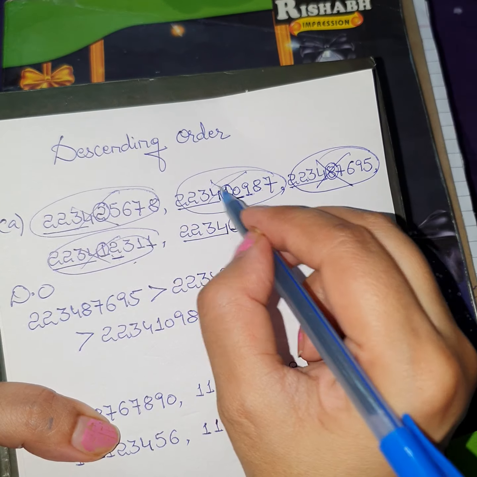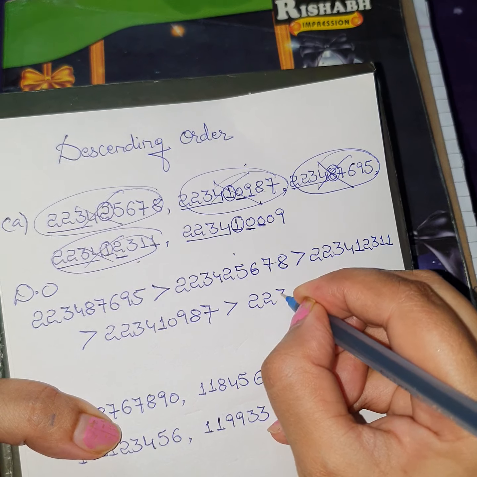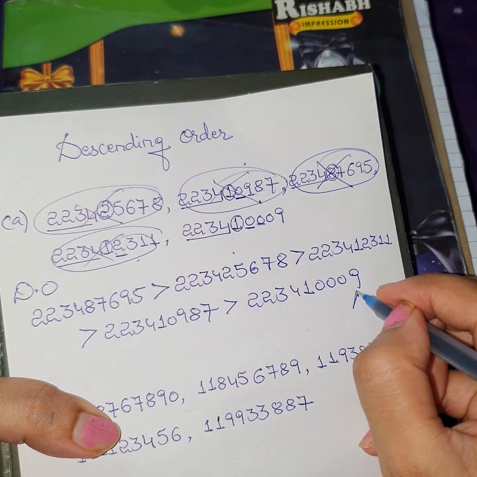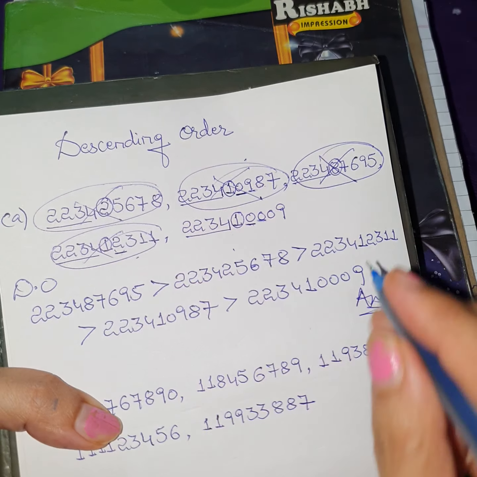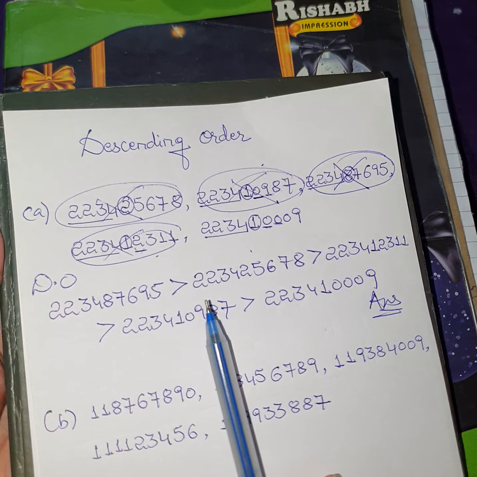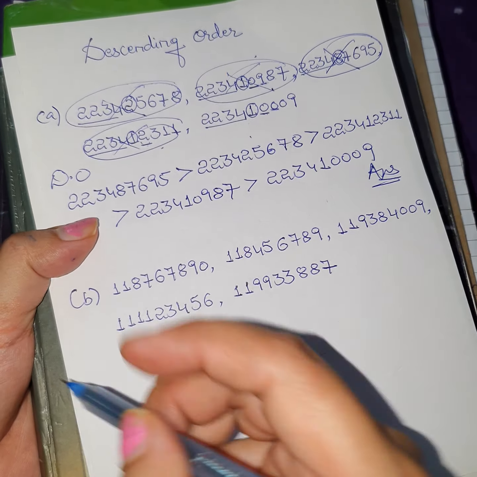So this number is also out of the series. So the last number is 2,2,3,4,1,0,0,9, which is the smallest of all the given numbers. Okay, students, so this was your descending order A part. Now B part of your descending order.